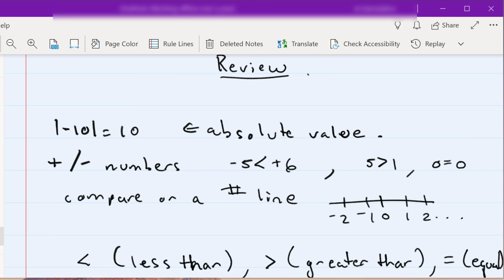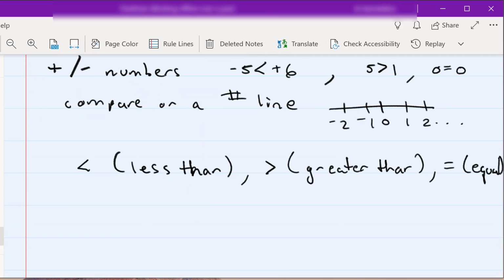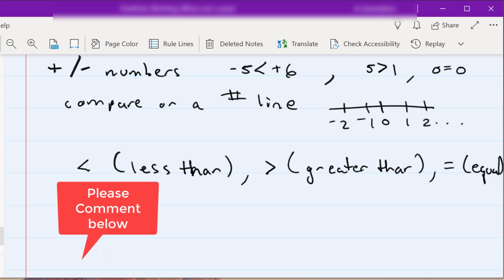Let us finally review some of the things we learned. We started off with the absolute value. So the absolute value of minus 10 is 10. We discussed positive and negative numbers. So minus 5 is less than plus 6, and 5 is greater than 1, and 0 equals 0. We compared numbers on a number line, where we drew the number line, identified 0 and positive numbers and negative numbers. Finally, we looked at the less than, greater than, and equals sign operators and compared numbers that way.